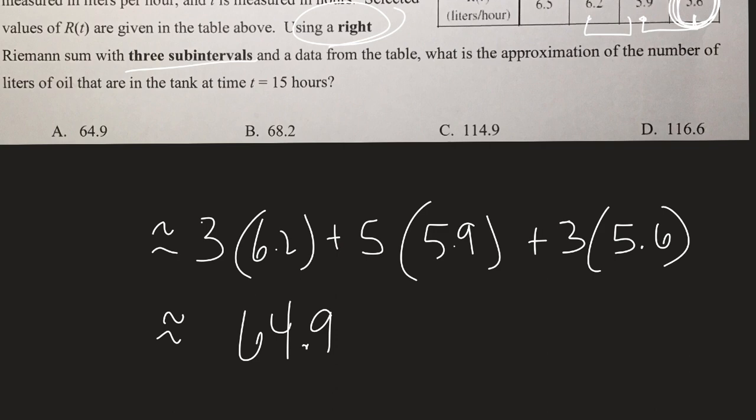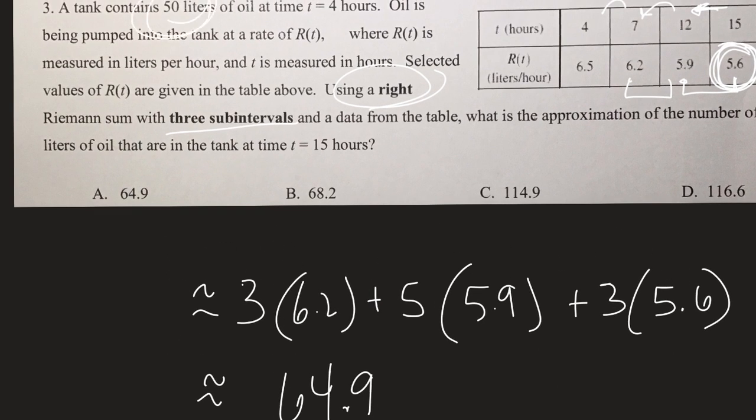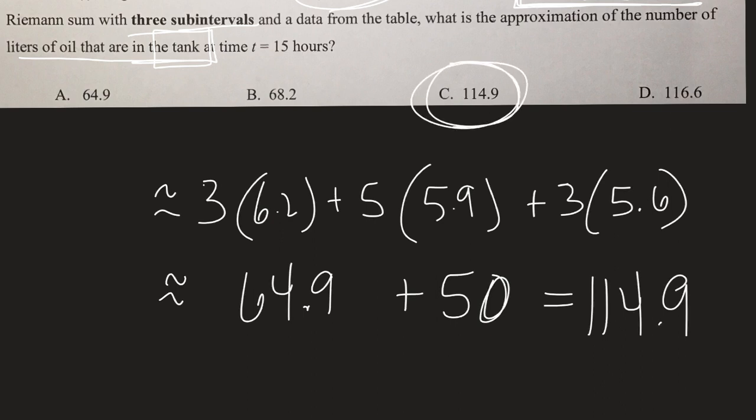But it said we initially had 50 liters to begin with, right? So we can't discount our 50. We have to make sure that we add that in because it wants the total liters of oil that are in the tank. Right? So this is a rate of oil going into the tank after 4 hours when there were 50 liters to begin with. So we have to add our original 50 liters to our 64.9 liters, giving us 114.9 liters of oil after 15 total hours.